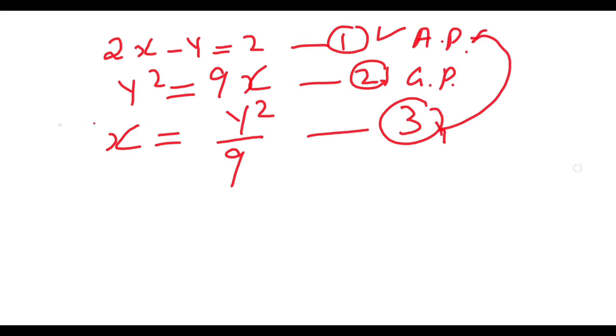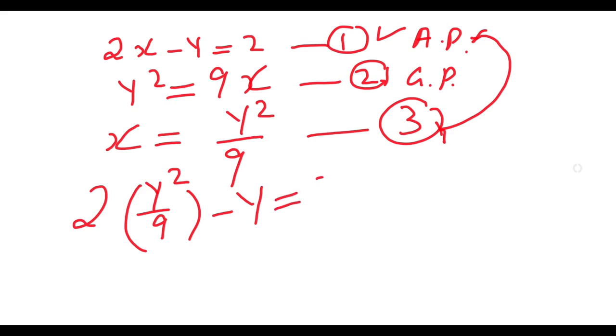So from 2 you take the x value. Now you're going to substitute into number 1, into the AP equation. So in place of x it is going to be y squared over 9 minus y is equal to 2. I'm going to use the substitution method. So this becomes 2y squared over 9 minus y, and positive 2 I pull over to this side, becoming negative 2, is equal to 0.